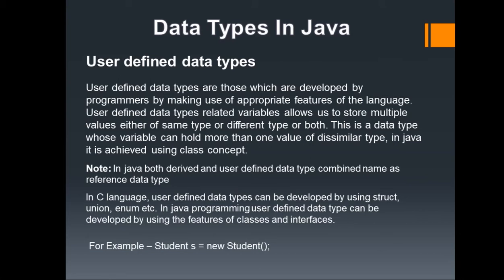In C language, user-defined data types can be developed by using struct, union, or enumerated, etc. In Java programming, user-defined data types can be developed by using the feature of classes and interfaces. For example, Student s = new Student().